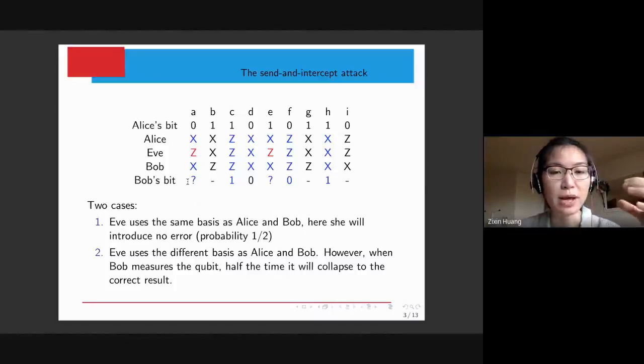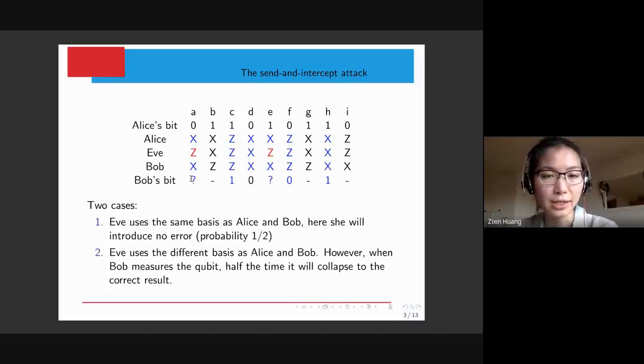So Bob would have attributed a plus to a 0, so that's the same as Alice's 0. But the other half of the time, Bob would have measured a minus, which means he would have measured a 1. So the final answer is a quarter, because half the time Eve would get it right. The other half of the time Eve would get it wrong, but when she gets it wrong, with half the probability, the bit will collapse to Alice's preparation anyway.